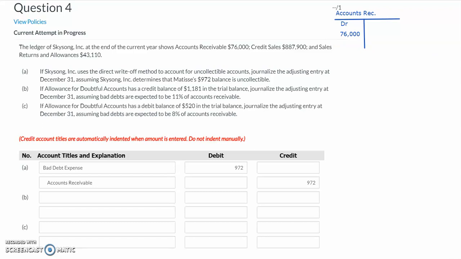We have the balance for our sales revenue account. So specifically, this problem wrote credit sales. We can assume that the majority of the company's sales are going to be on credit. So they are made on account. So this is our sales revenue account, which has a credit balance. In my example, this is $887,900.